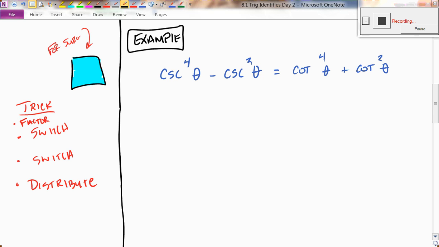So I'm going to start on the left-hand side of this, and I'm going to make a little note here: let's start on the left-hand side. Now, here are the tricks. There are a couple of tricks in here. I said we're going to factor, do 2 switches, and then distribute, okay? So let me show you what I mean by that.